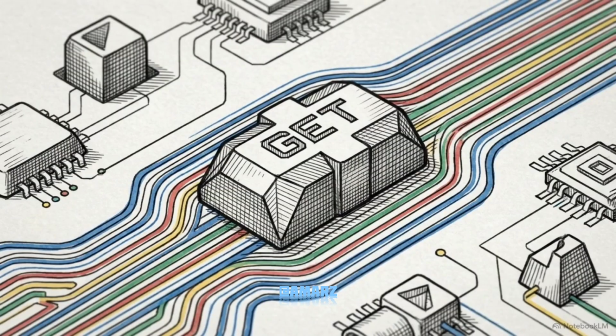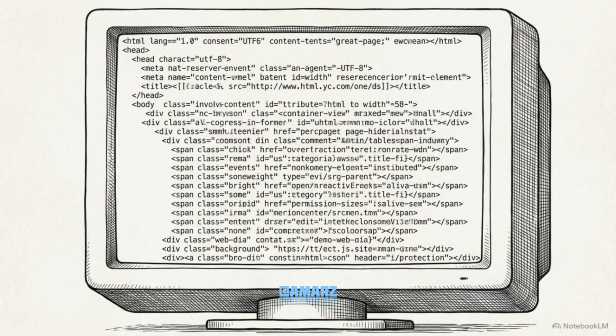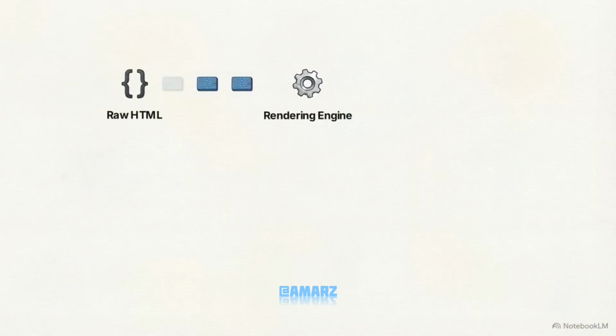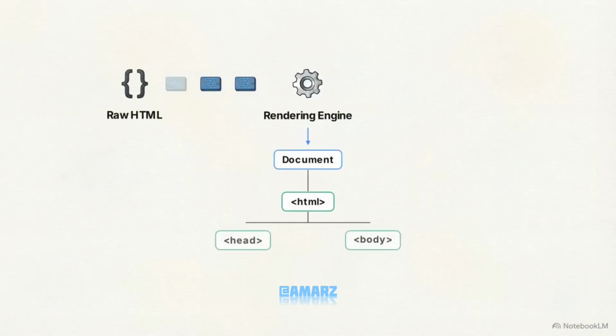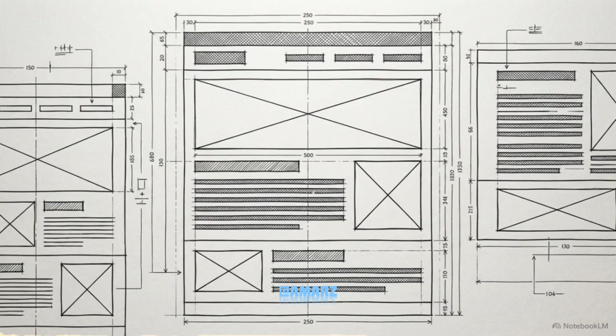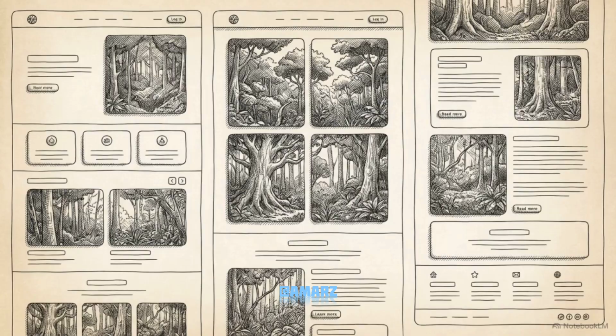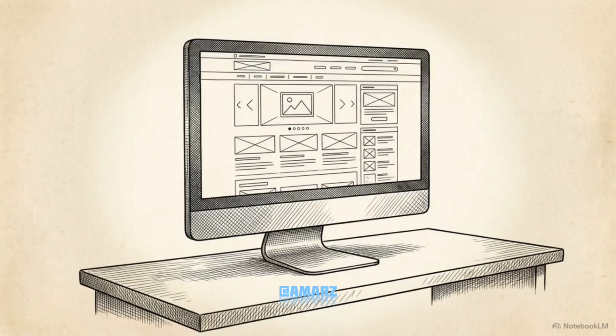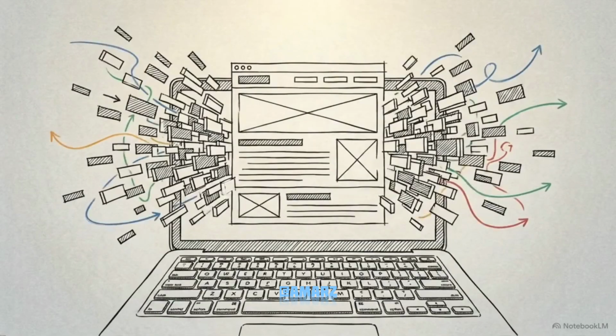Now your browser sends an HTTP GET request over the secured line. The server processes this and sends back the raw HTML payload for the page. The browser's rendering engine parses this text to build the Document Object Model, or DOM, a structural blueprint of the entire site. The browser then applies CSS style rules, fetches images, and instructs your local GPU to paint the calculated layout onto your screen.